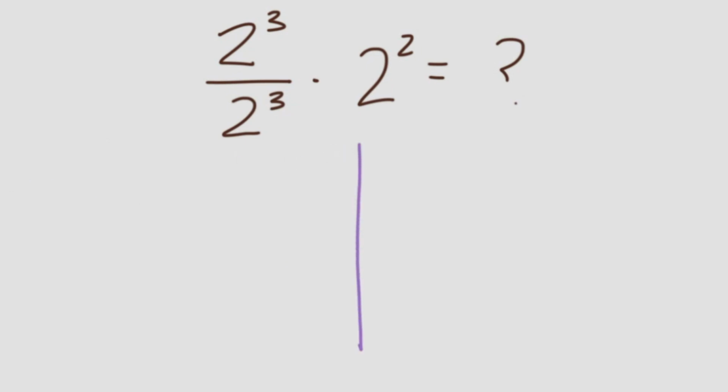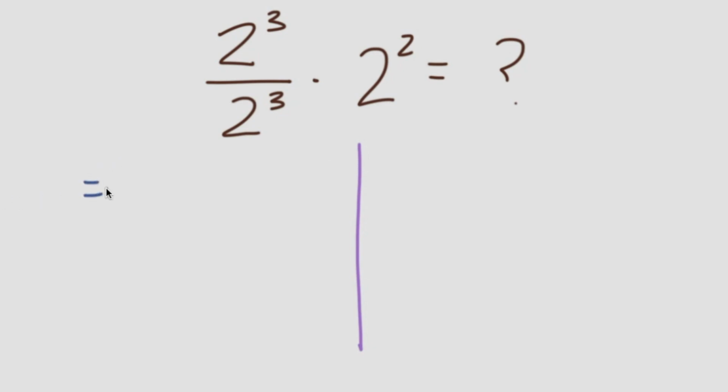Let's look at one last example. Let's say we had 2 to the power of 3 over 2 to the power of 3 times 2 to the power of 2. What would this complicated expression be equal to? I'm actually going to show you two different ways to show you that everything we learned so far, the product rule, the quotient rule, everything, is part of the same story. So I'm going to use only the product rule and the quotient rule to solve this problem.